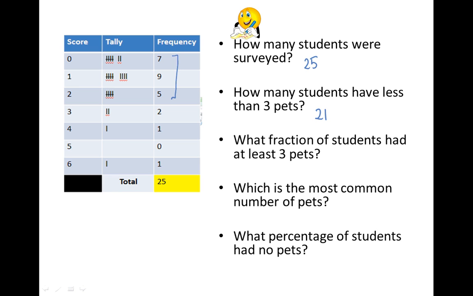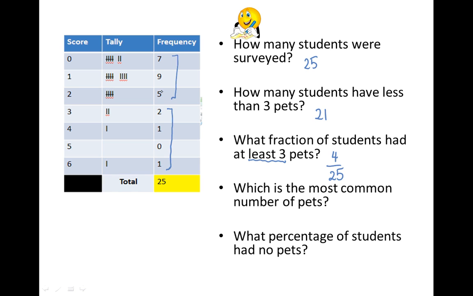What fraction of students have at least 3 pets? Now, at least 3 pets means 3 or more pets. So we're looking at all of these ones added together, which is 4, and we're looking for a fraction, so it's out of 25.